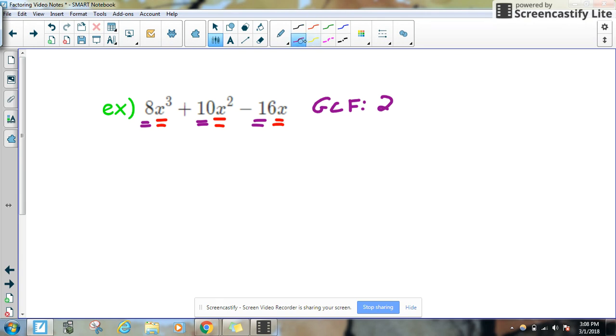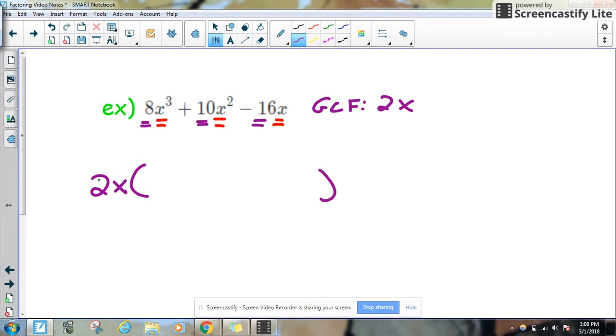Their GCF would be x to the first power. Remember, you can only pull out the smallest number. This is 3 x's, this is 2, and this is 1, so I'm only able to remove 1. All right, so the GCF is what's pulled out, and then I divide.